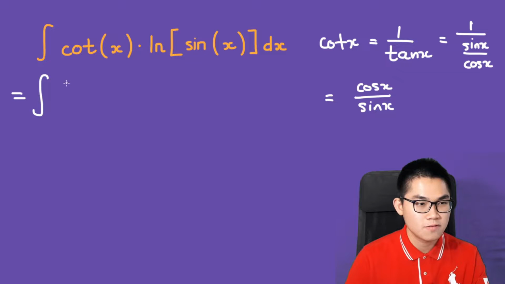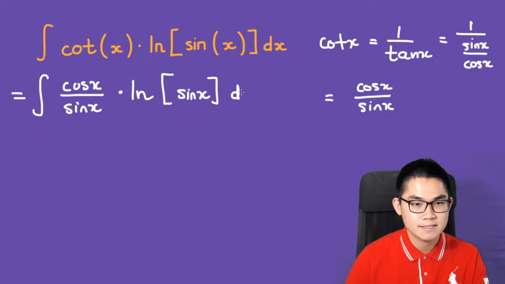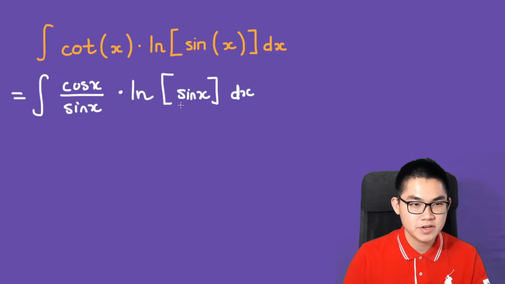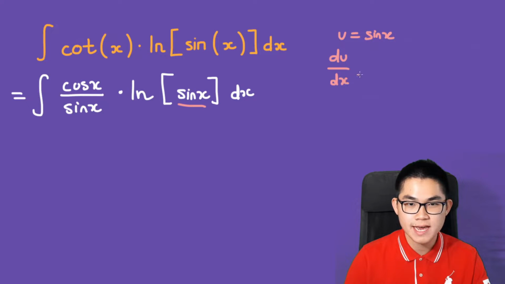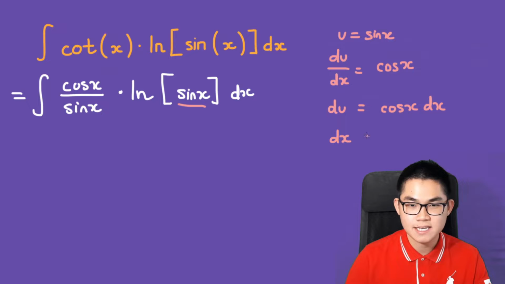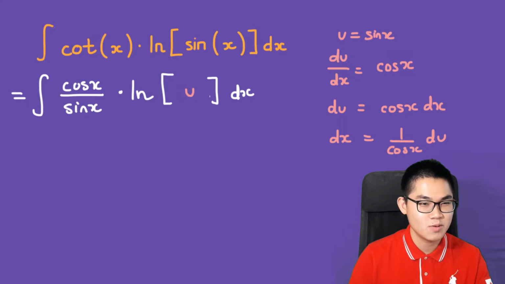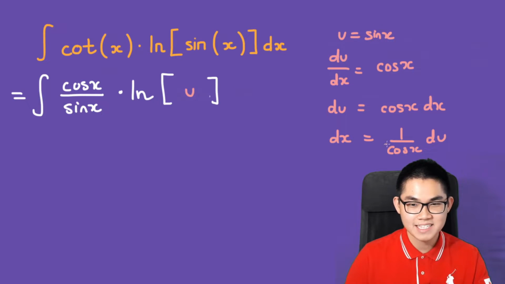We have the integral of cosine of x over sine of x times the ln of sine of x dx. We can also simplify this further by turning the sine of x into a u. So let u equal sine of x. This means that when we differentiate it, du over dx, that's going to give us cosine of x. So du is cosine of x times dx, and dx is going to be 1 over cosine of x times du. So what is our dx going to be? Well, dx is 1 over cosine of x du, so we're going to substitute that in.